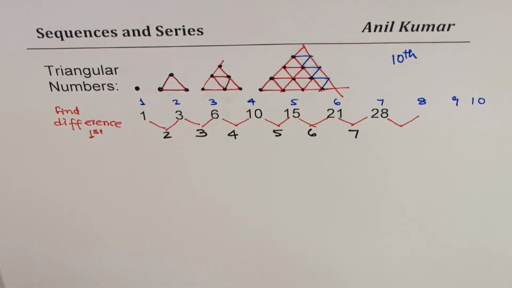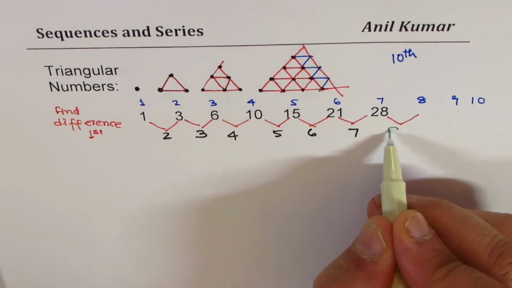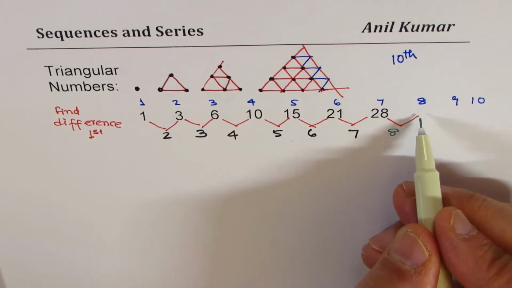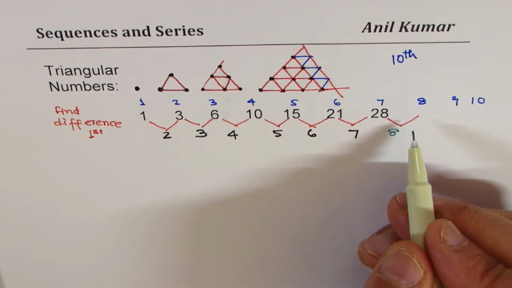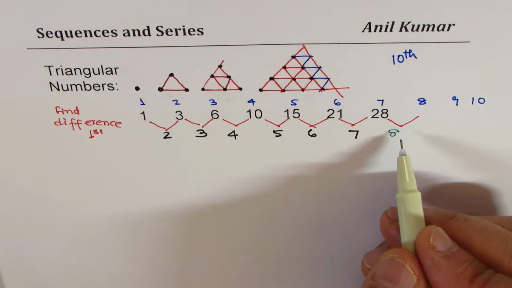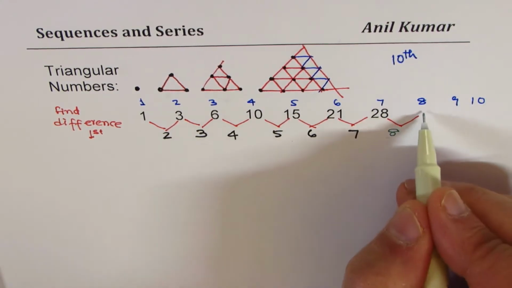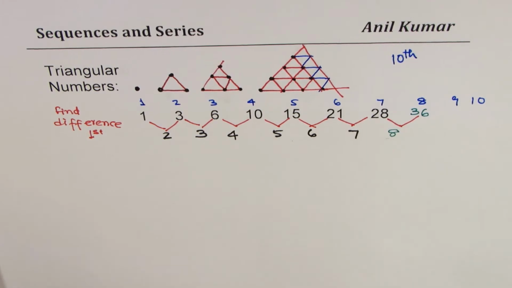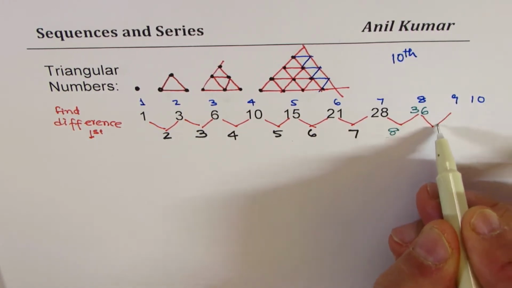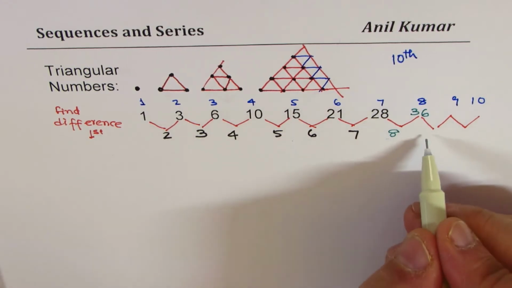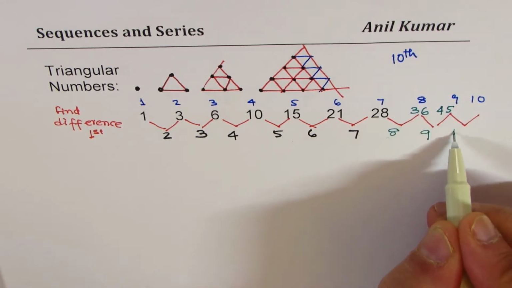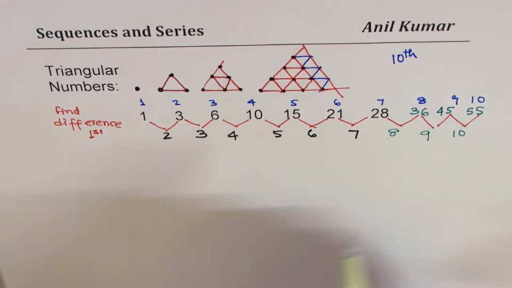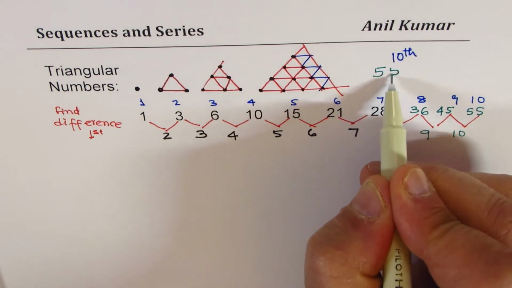Well, I think you have to add 8 now, right? So to 7, we should add 8 to get the next number. I hope that gives you the idea of how we can build on this triangular series. Correct? So add 8 to 28. 8 plus 8 is 16 and 1. That gives you 36. And then what? Then you have to add 9 and then you have to add 10. So you add 9 to 36 and what you get is 45. And then you add 10 and you get 55. Correct? So we find that the 10th number should be 55.